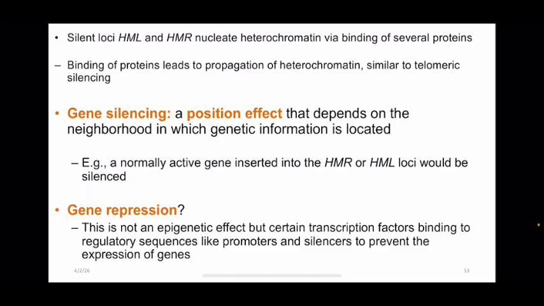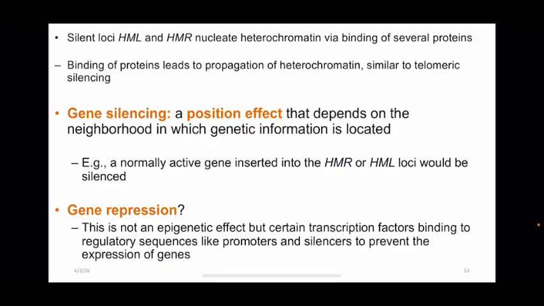So the silent HML and HMR loci actually nucleate heterochromatin formation via binding of several proteins. When these proteins come in, the propagation of heterochromatin will be initiated, similar to how telomeric regions are silenced. So let's look at the difference between gene silencing and gene repression.